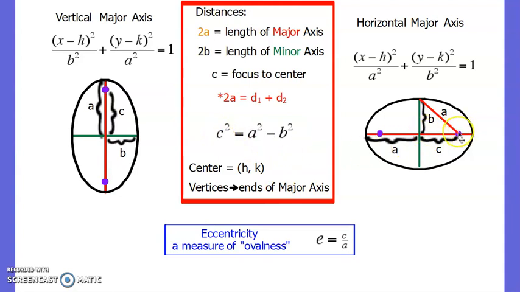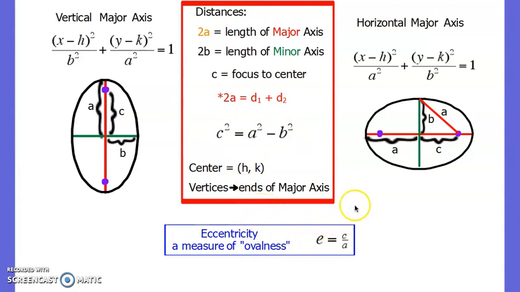C squared, because C is one of the legs, is equal to A squared minus B squared. Very similar to a Pythagorean theorem, but note it's subtraction. The hypotenuse squared minus one of the legs squared, right? We've subtracted it over, is equal to the other leg squared. So A squared minus B squared equals C squared.